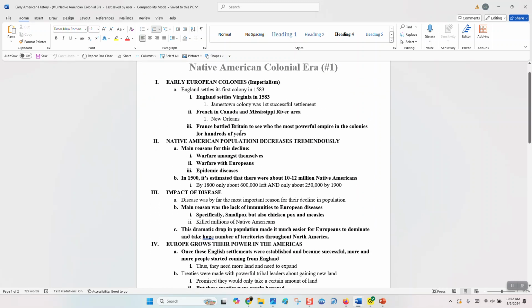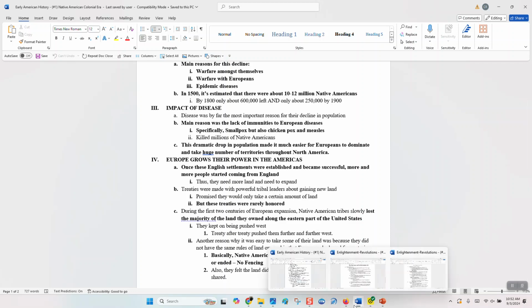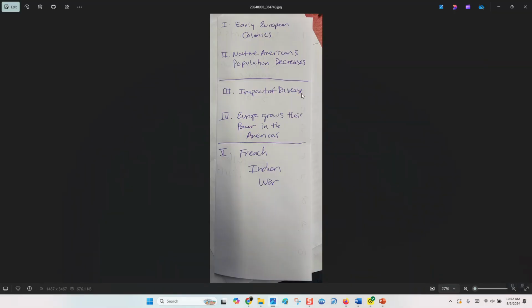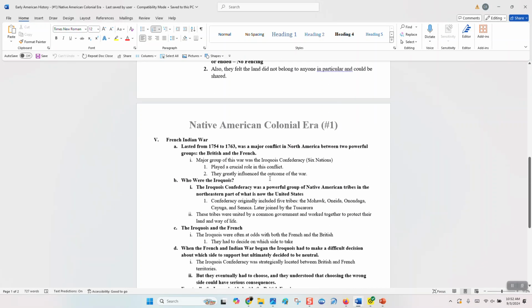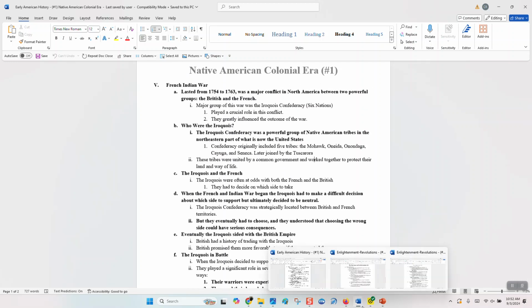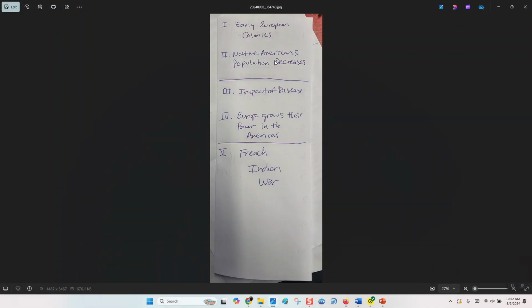From these 2 sections, we'll go on the first part. The second part will be the impact of the disease, and Europe grows their power. As you can see with the picture, the second part is your impact of the disease and Europe grows their power. And the last one is the French and Indian War, which is the entire second page. So that is how you set it up: folded in half, divided into 3 parts, section 1 and 2 here, section 3 and 4 here, and section 5 here.